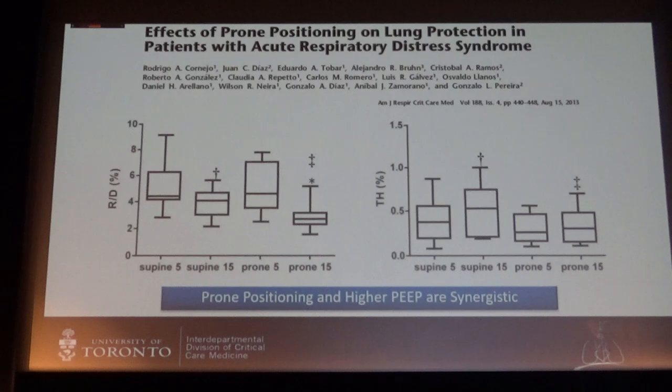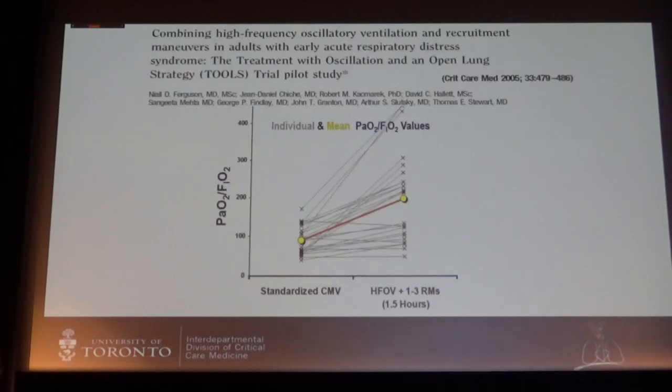In this mechanistic study from Chile, this group took patients in both the supine and prone position and studied them in the CT scanner on 5 and 15 of PEEP. And the group with the smallest amount of tidal volume recruitment and de-recruitment and the lowest amount of tidal hyperinflation is the prone group with the higher PEEP.